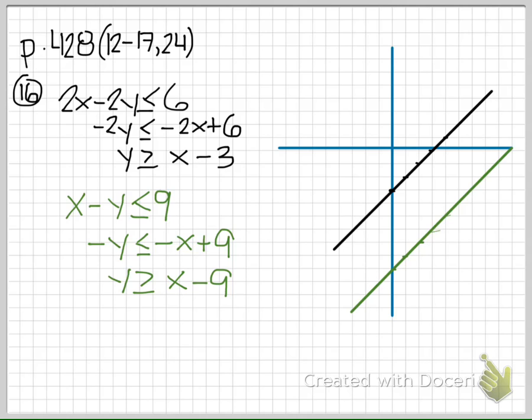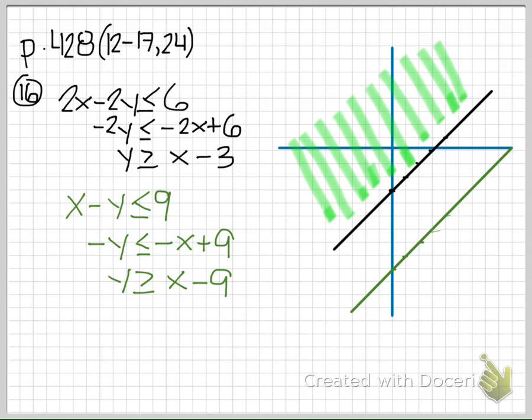Okay, I'm going to shade the very first one with a light green. It says y is greater than or equal to x minus 3, so I'm going to shade above the line for that first equation. Now the second equation, I'm going to go ahead and use yellow, and it says y is greater than or equal to x minus 9.